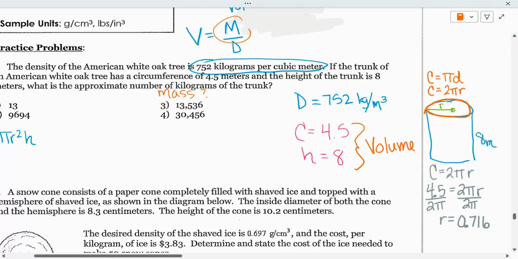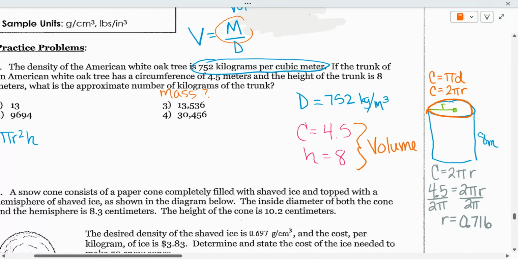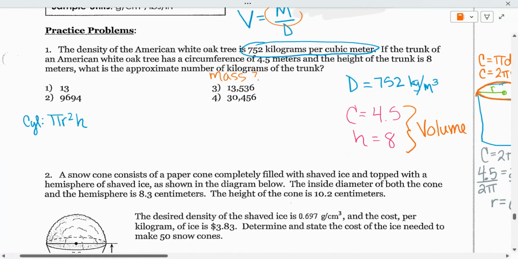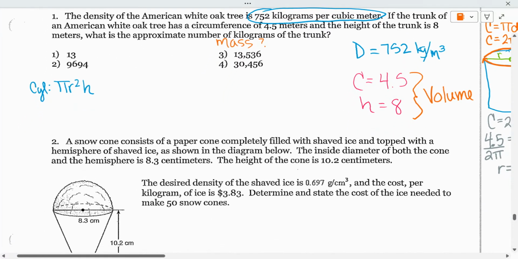So the radius is 0.716. So now I'm going to slide back over and I'm going to find the volume of my cylinder. So the volume of my cylinder is pi times my radius, which is 0.716 squared, times my height, which is 8. So what do I get for my volume?